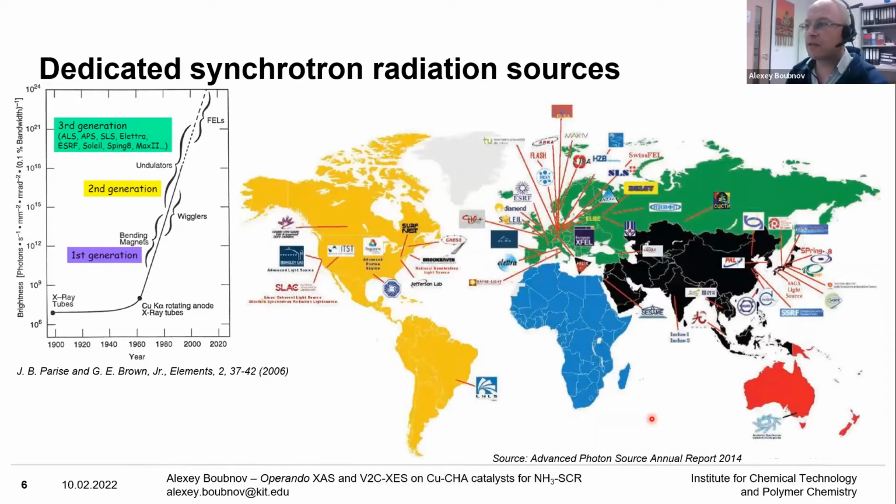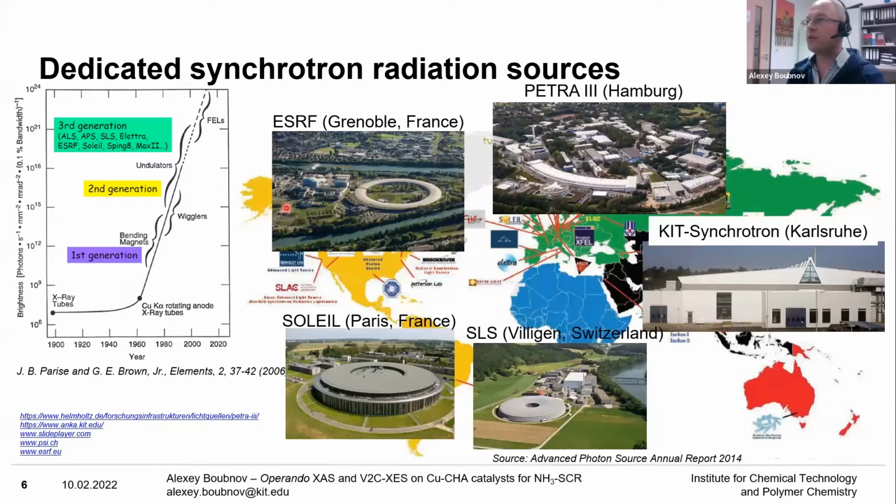So on a time scale, we have, starting from the first generation sources operating in parasitic mode to second generation reconstructed synchrotrons, further going to third generation dedicated synchrotrons, and further fourth generation sources, which we have today. We have now many synchrotrons in the world, and here are some European synchrotrons that are used by our group to do these studies.